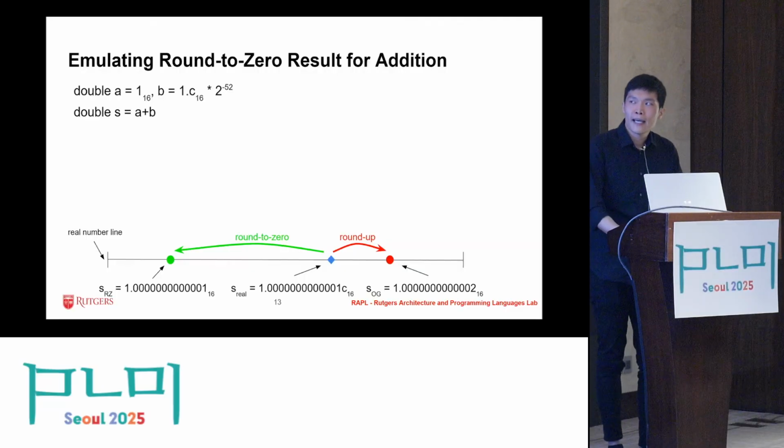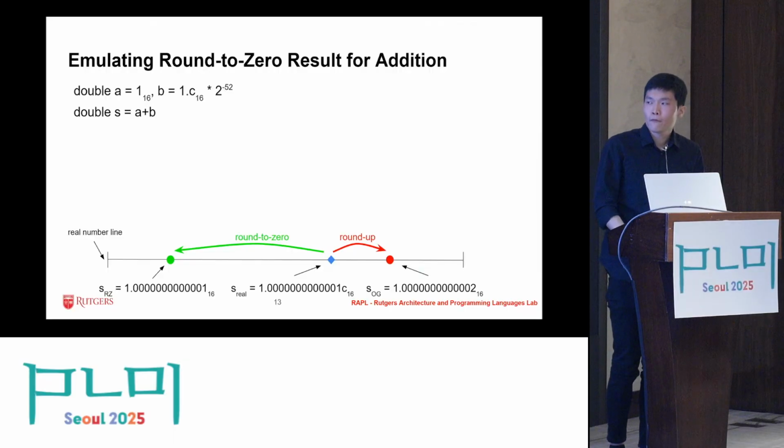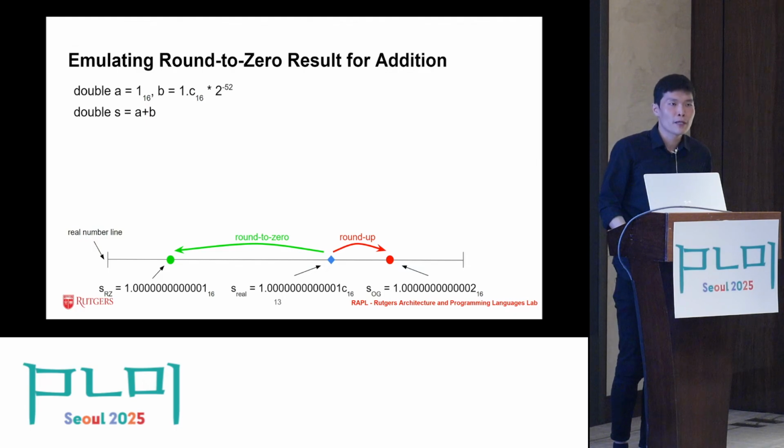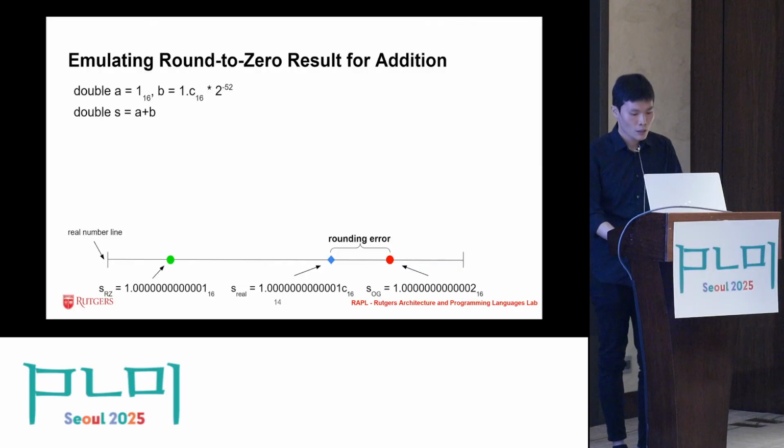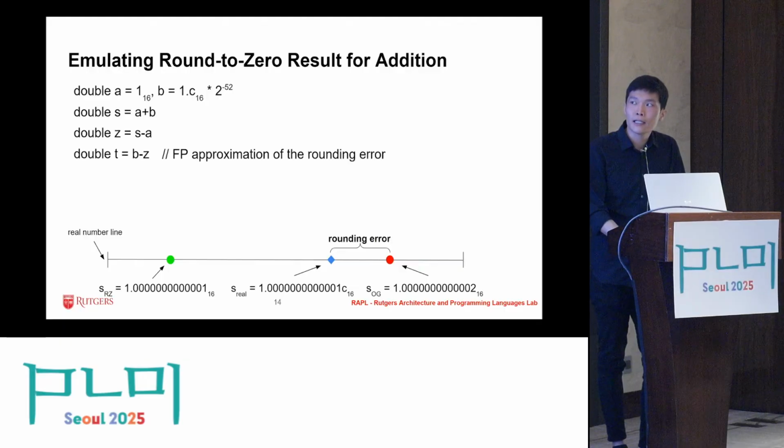So the task at hand here is to derive SRZ from SOG without any direct access to the real arithmetic sum or any explicit information about the current rounding mode. Now, floating point sums can differ across different rounding modes if and only if the real arithmetic result is not exactly representable. In such cases, a plus b would have incurred some amount of rounding error. To confirm the presence of this error, we apply two instructions that collectively compute a floating point approximation of the rounding error incurred by a plus b.